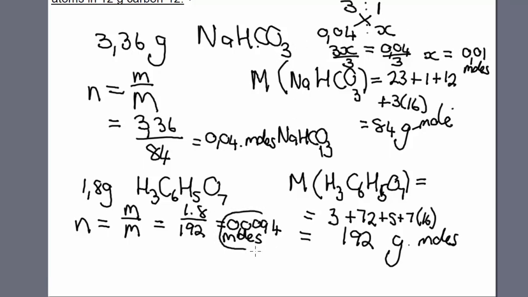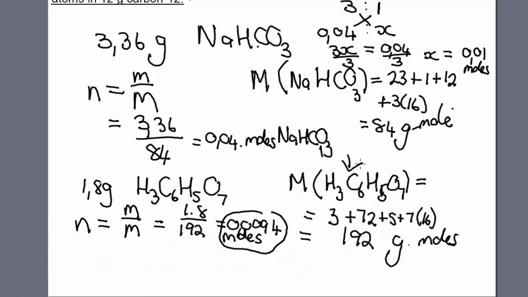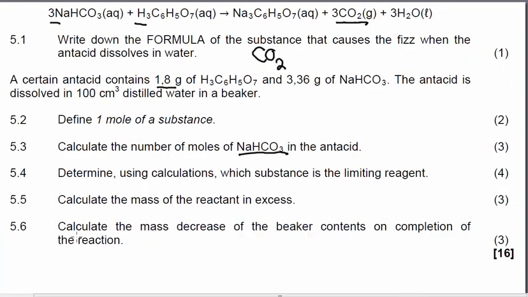Okay, so I need 0,01 moles to react with all of the NaHCO3. I only have 0,0094, which means my limiting reactant here is going to be the acetic acid. This is my limiting reactant because I do not have enough of it. The limiting reactant is the one that determines the amount of product that forms. Let's quickly look at the next question. Calculate the mass of the reactant in excess. So the reactant that is in excess is my NaHCO3.